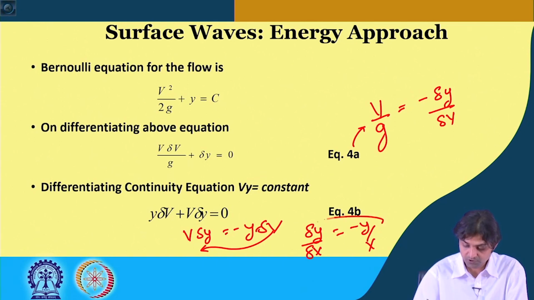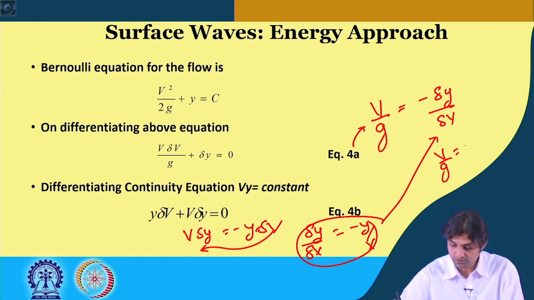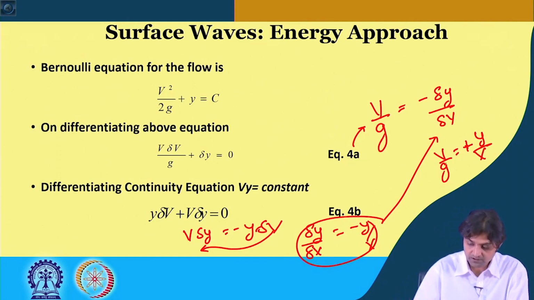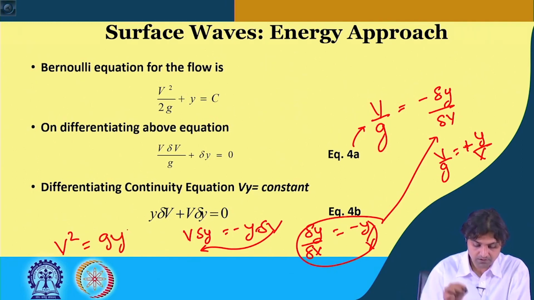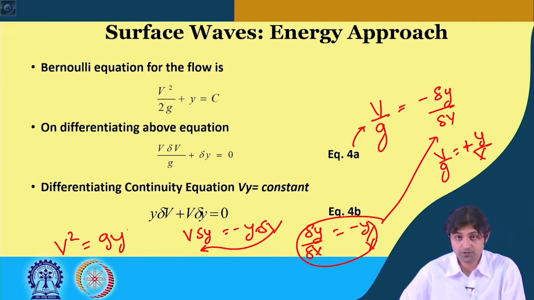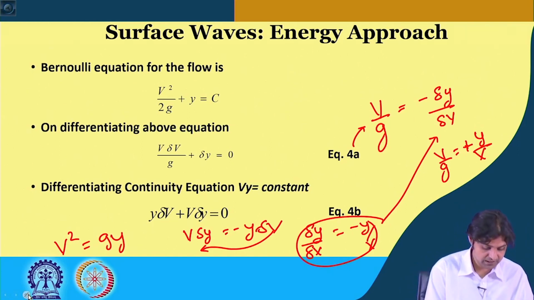And we put this one here. So, we are going to get V by G is equal to minus of minus becomes plus, so this will become y by V, and this will become V square is equal to G y, where V is the speed of the wave. And that is what is written in the next slide.